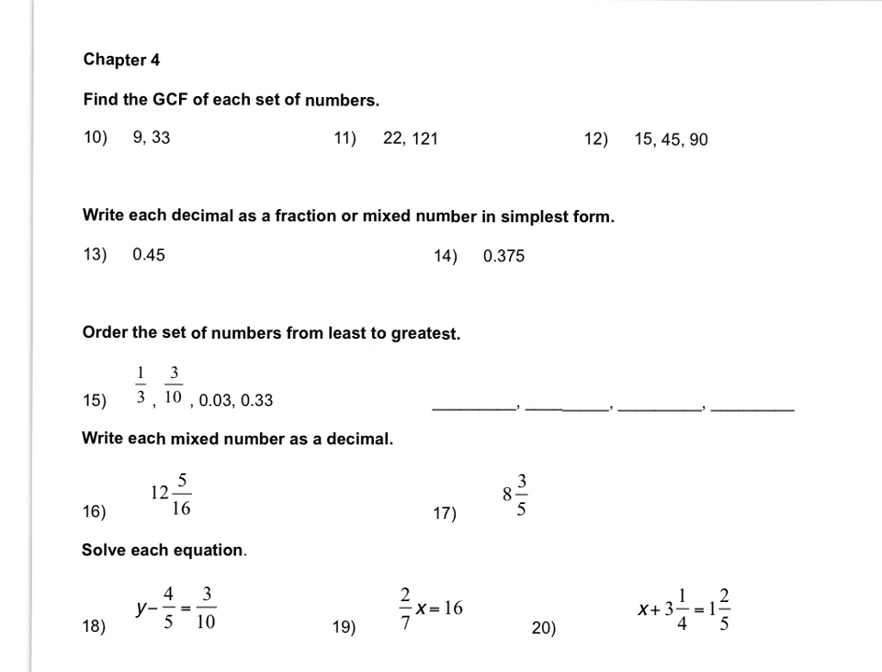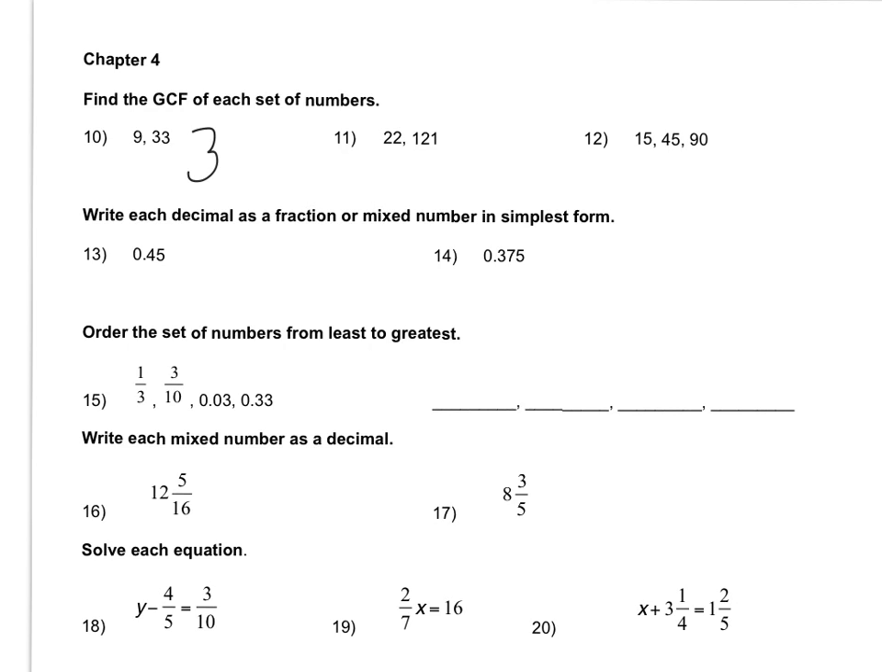For Chapter 4, one of the topics was greatest common factor. And most of the time you can just do this by looking at the numbers. For number 10, it's pretty easy to see that 3 is the greatest common factor because 33 only has 4 factors, 1 and 33, and then 3 and 11.